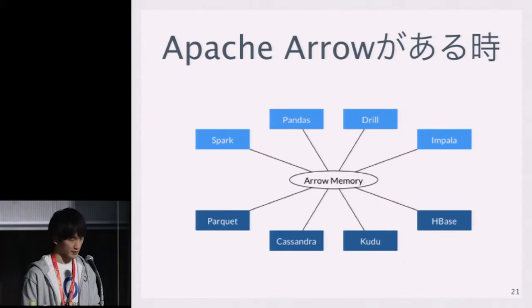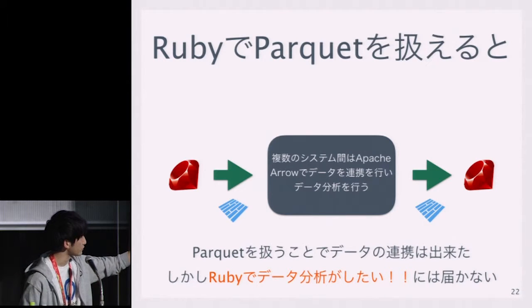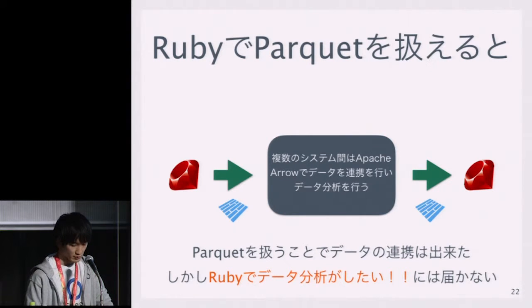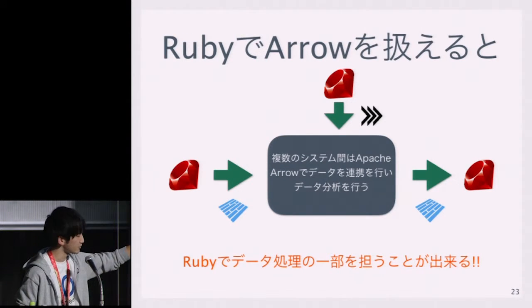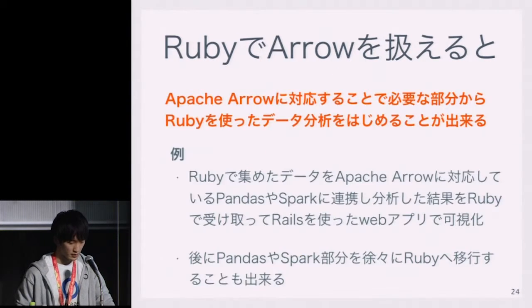And then when you try to analyze the data in Ruby, what does Apache Arrow do? When you use Ruby and Parquet, the data transactions in the gray area, the multiple systems, will be coordinated by Apache Arrow, and Parquet will be used in and out. By doing this, Ruby can process the data. This makes data exchange possible, but we still cannot say that we analyze the data in Ruby. However, if Ruby can use Arrow, it can be incorporated in a part of this gray area. So already Ruby can contribute partially.